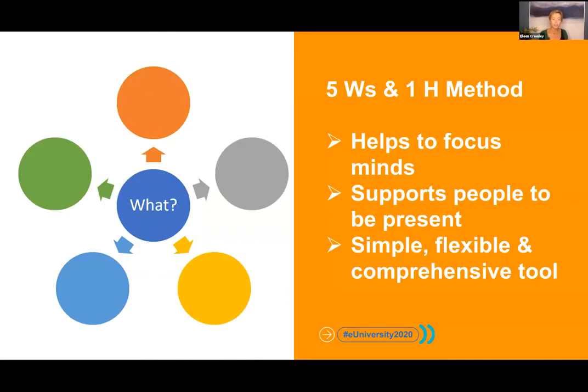Another tool I wanted to introduce to you is the 5 Ws and 1 H method. So I really like this tool. I use it quite a lot when I'm designing new projects. It helps to focus the mind and it supports people to be present. So it's very simple. You begin by asking, what is the problem that we are trying to address? And then you continue asking the other W questions. So who is it a problem for, and with whom are we going to solve it?